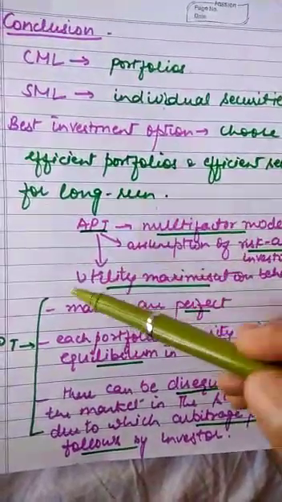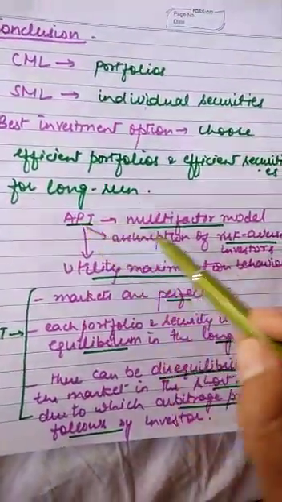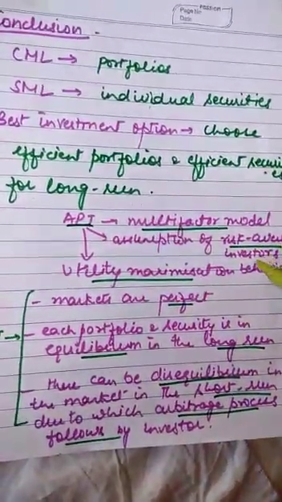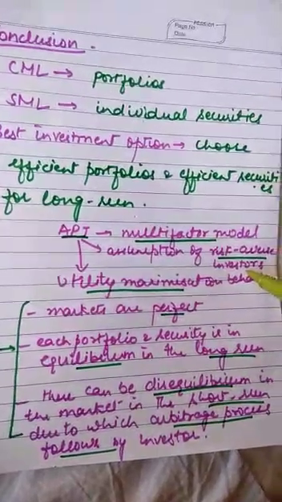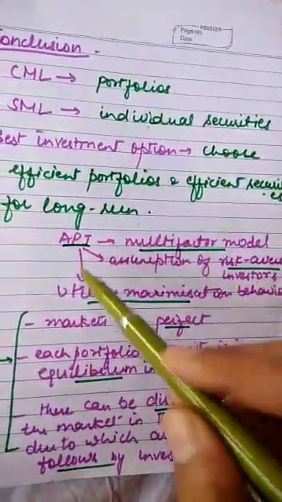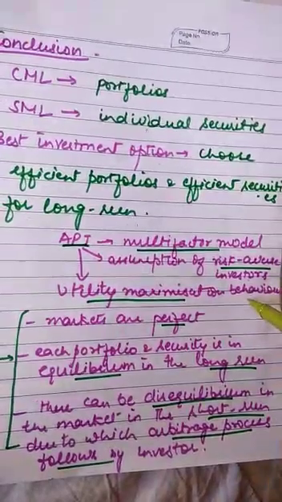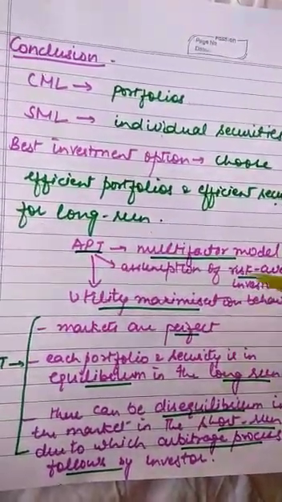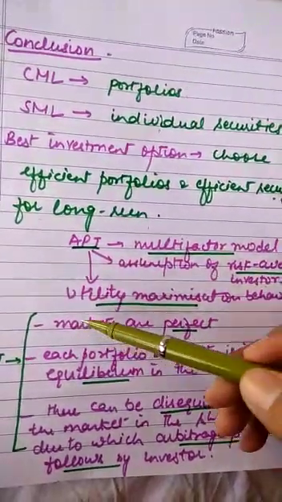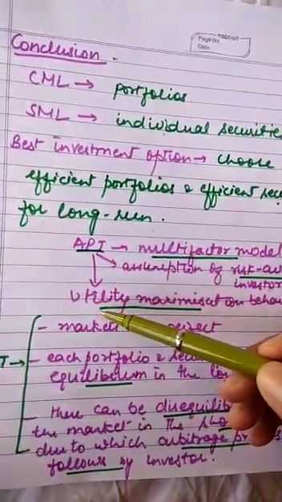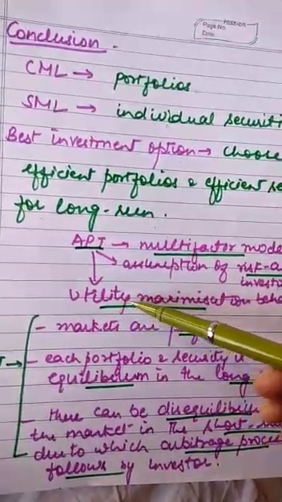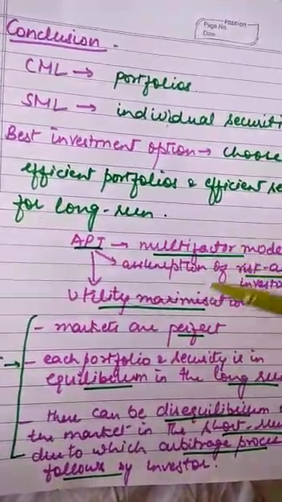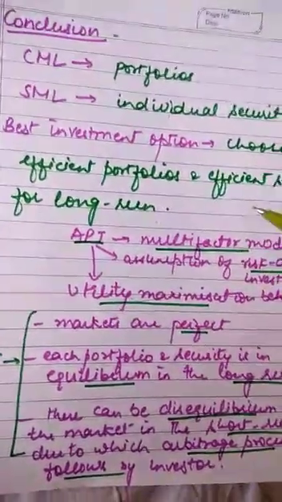If we talk about APT, its conclusion is that APT is a multi-factor model, as we have discussed. It is based on the assumption of risk averse investors. Risk averse means the investors are not ready to take high risk. And thirdly, utility maximization behavior. The investor behaves in such a way that he wants to maximize his profits, maximize his return. He is of the belief that he wants to increase his or her utility. He wants more and more profits. That's why he is indulging in the arbitrage process.